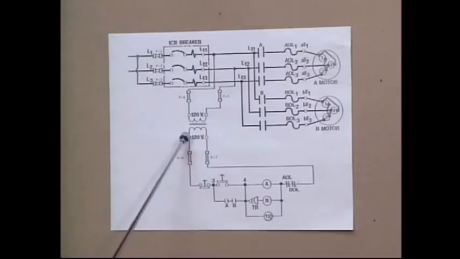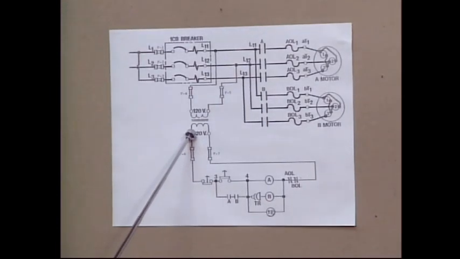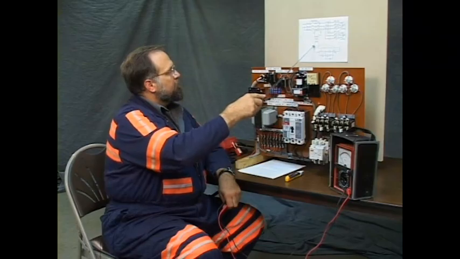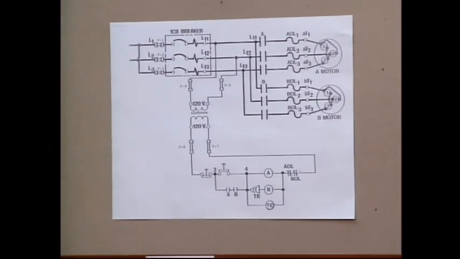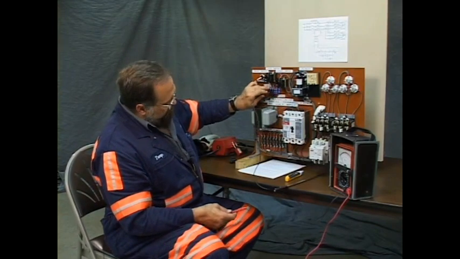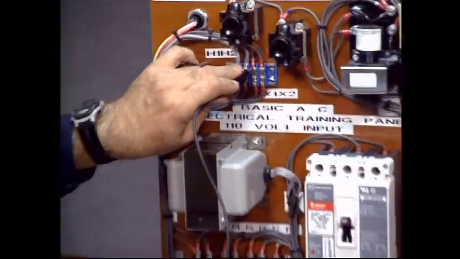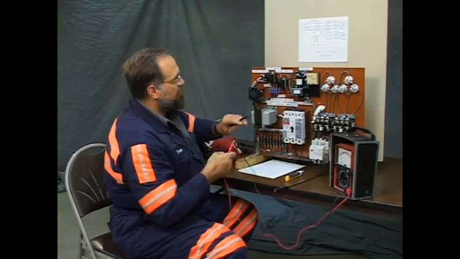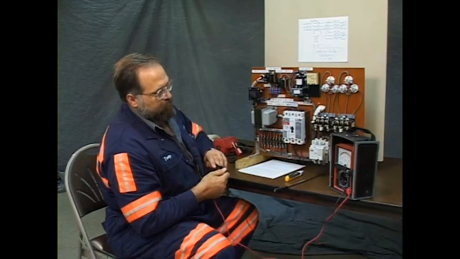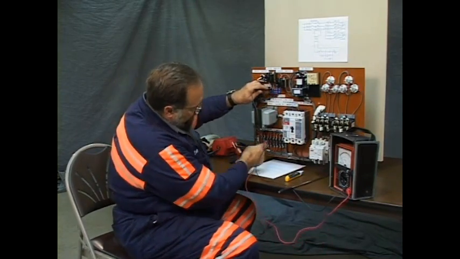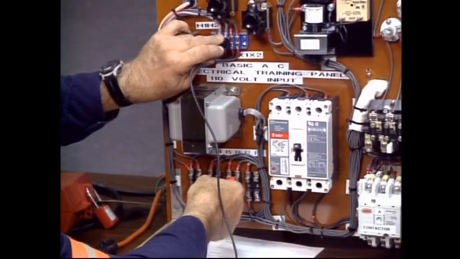We're going to check from the X1 terminal on the control transformer to the line side of the F6 fuse. Here we go. X1 terminal, line side of F6. Well, let me check my meter. That should read. And it doesn't read, but the meter does. Let me try it again. I can't make it read.